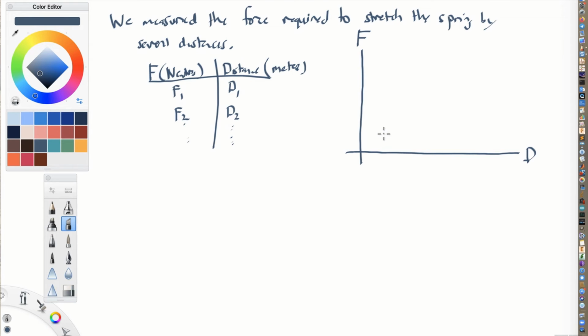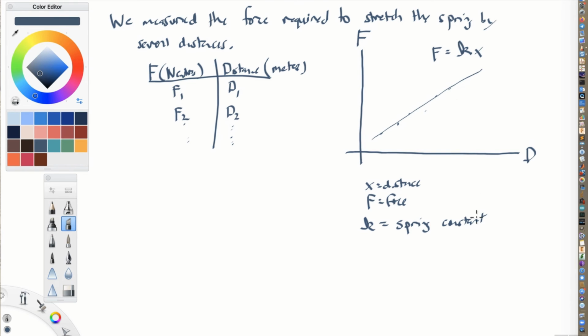And you're going to find that as you stretch it by different distances, the force is going to go up like this. And what you need to do then is fit a straight line to your data. And the slope of that straight line is what's called the spring constant. So force equals k times x. x is the distance, F is your force, and k is called your spring constant, and it will be the slope of this plot.